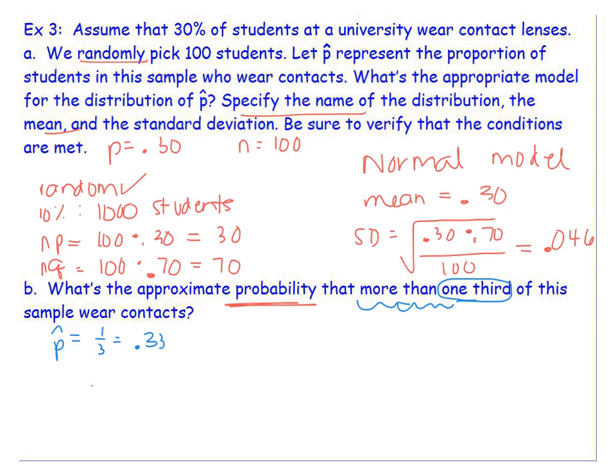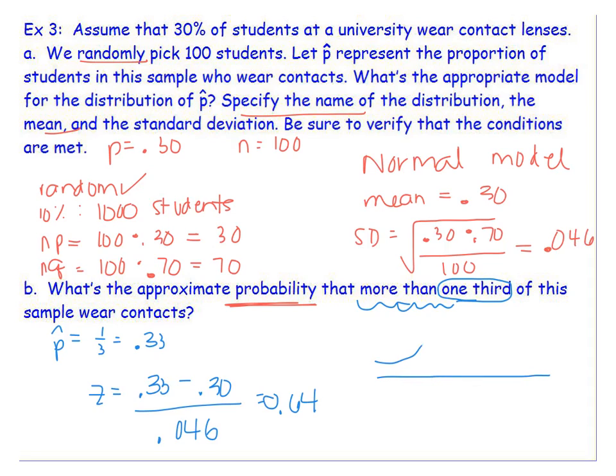So our z-score is going to be our p hat, which is 0.33, minus our p, which is 0.30, divided by our standard deviation of 0.046. Z-score, rounded to 2 decimals, I get 0.64. Because this said probability, we actually need our picture. Zero's in the middle. 0.64 is over here. And we wanted it more than, so we want it to the right.